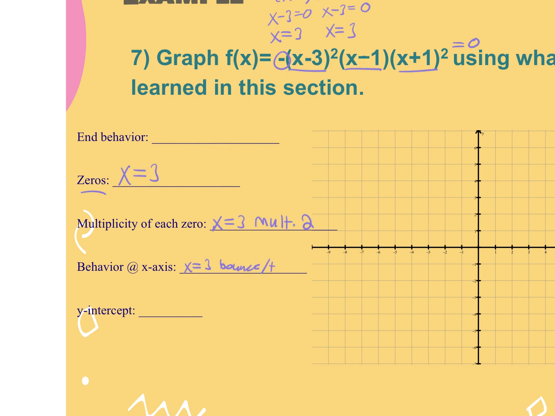You can also say it's going to touch and turn. Those mean the same thing. But I know for sure that it's not going to cross it because 2 is an even number. An even multiplicity is always going to touch and turn.